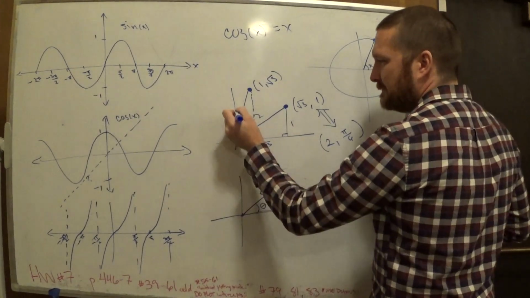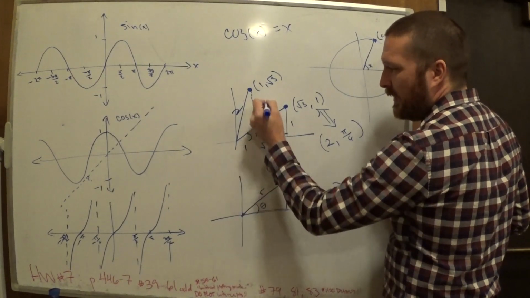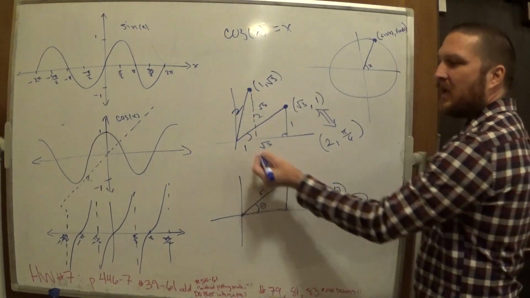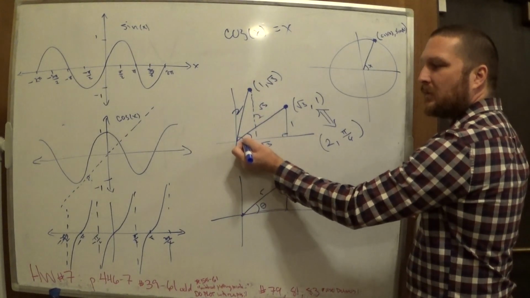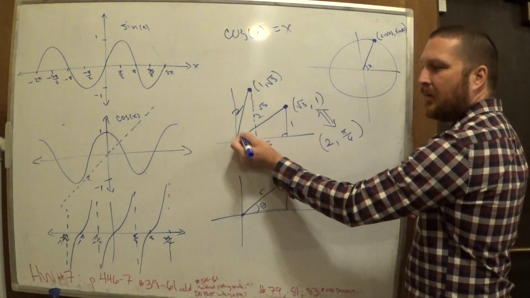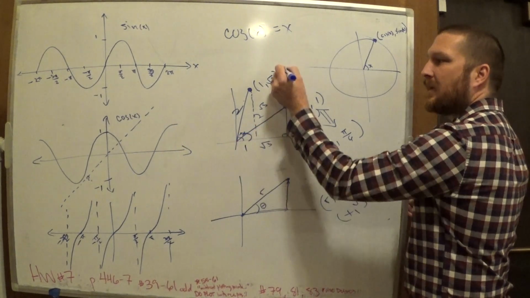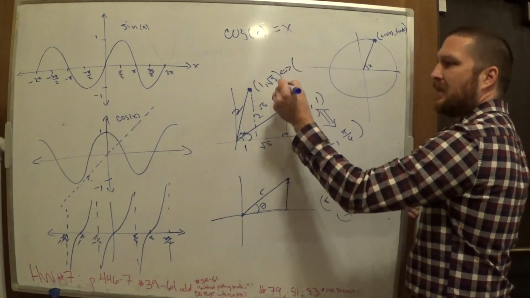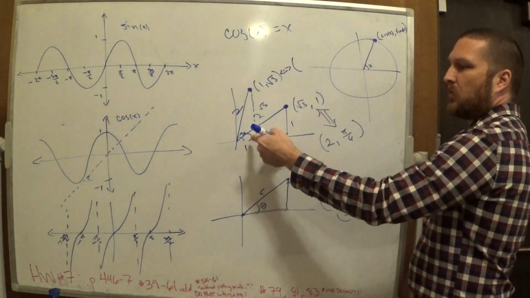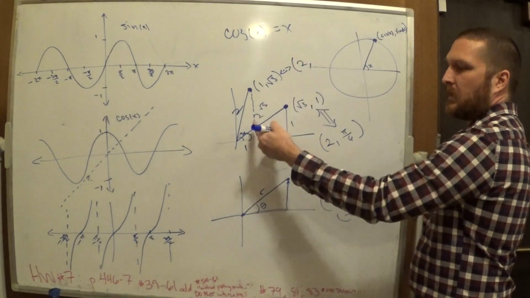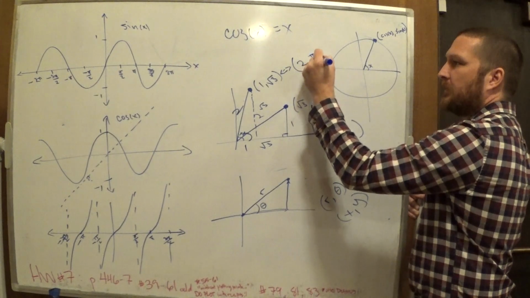Okay. And again, it's the 1, root 3, 2 triangle. And so what angle is that right there? Pi over 3. Yeah, pi over 3. So we could say that's the same thing as, in polar coordinates, 2 comma pi over 3.